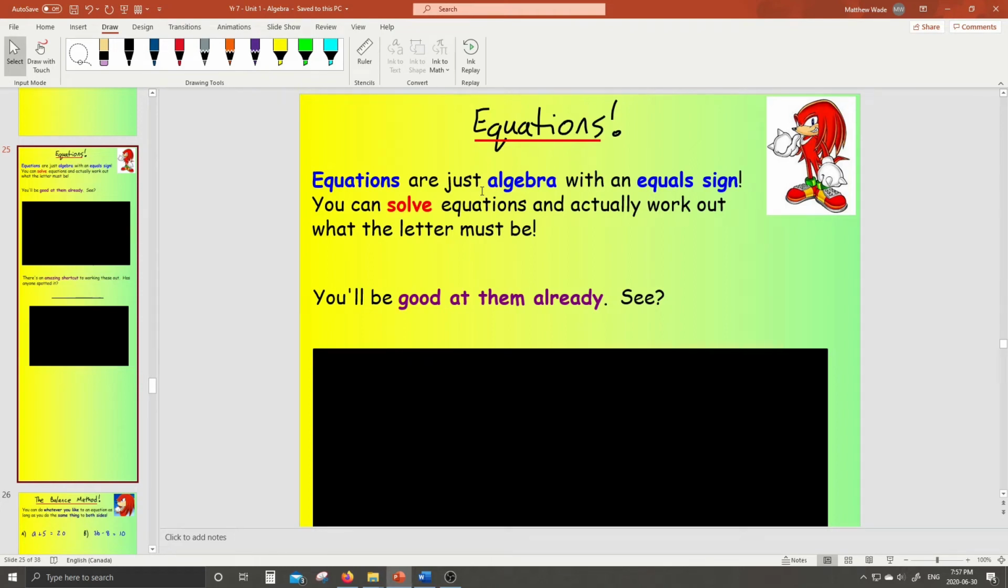Well, my lovelies, today's a special day. We are about to start the very last unit of Year 7. So we finished off everything to do with shapes, and this is it. We're going to be almost at the summer holidays now, and our very last unit that we're going to do now is equations.